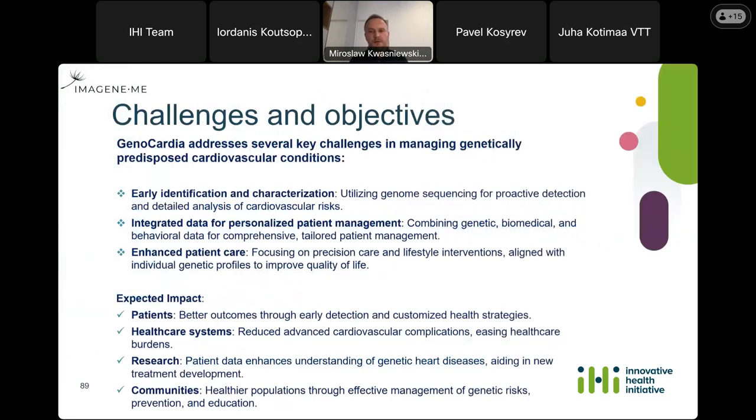With genetic cardiovascular disease affecting about 200 million individuals around the world, Genocardia is dedicated to solving this problem by harnessing the power of whole genome analysis. We are already making progress in identifying those at risk and providing detailed genetic profiling. However, our goal is not only to manage those at risk, but to streamline the patient journey from risk assessment to treatment, ensuring a lasting impact on the quality of life. So our goal is clear: to provide better outcomes for patients, to reduce the burden on the health system, and empower individuals and communities through knowledge and preventive care.